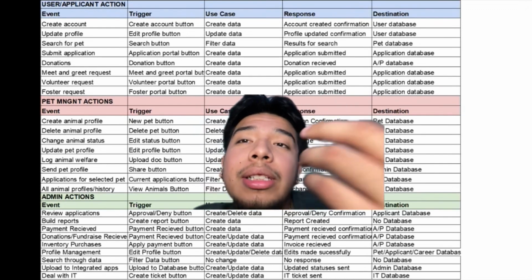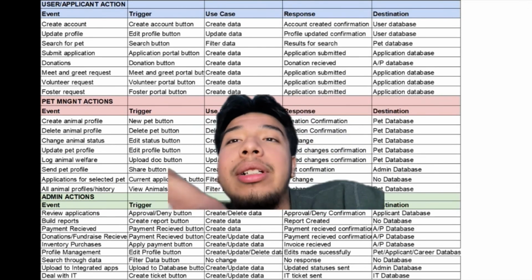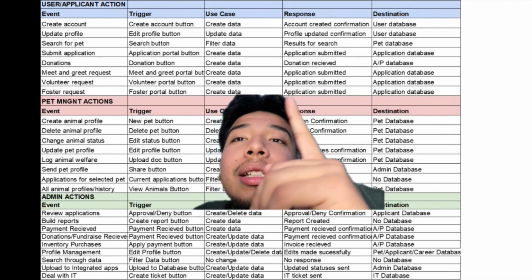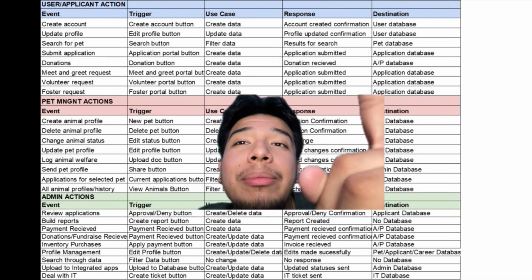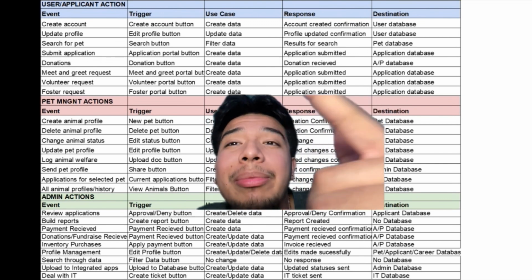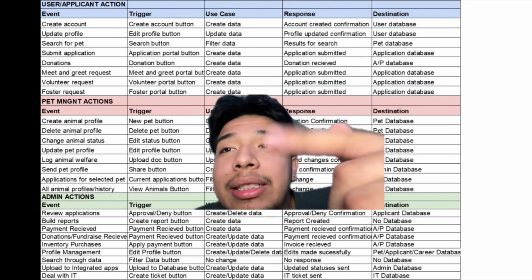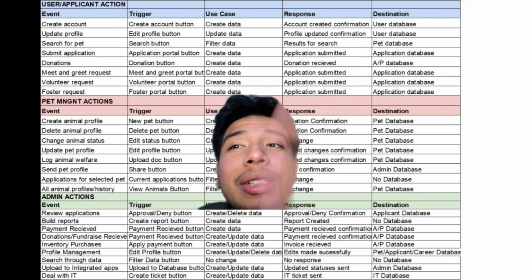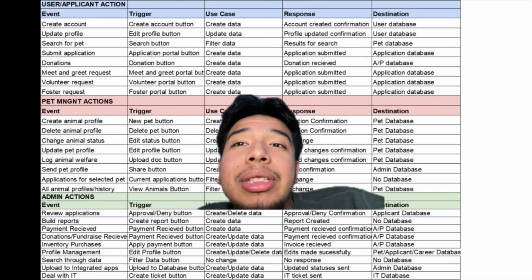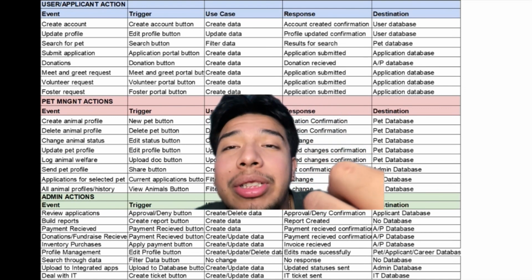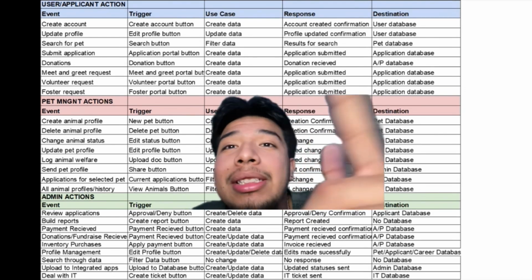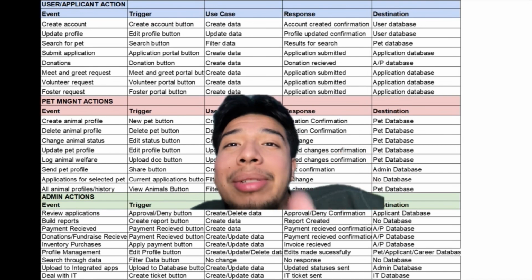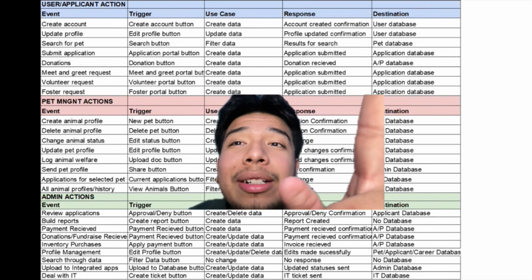The response, like I said, it's going to be whatever is after that event. So account created confirmation is going to be for create account. Profile updated confirmation is going to be for update profile. On and on. As you can see, applications submitted for all the applications, donation received, and results for search pop up for the search for pet. And then our destinations, all our different databases, our user database, pet database, application database, AP database, stuff like that. That's where all of our data goes.